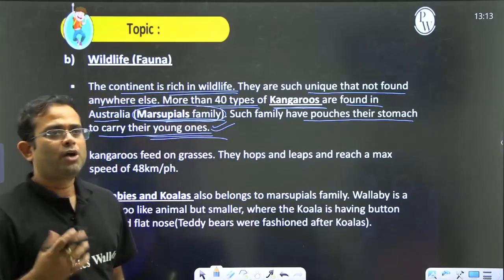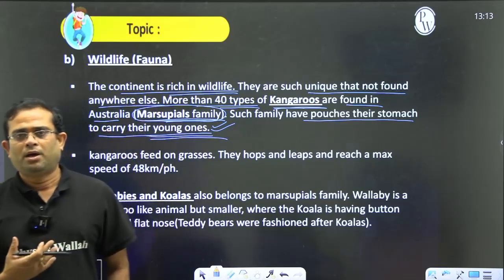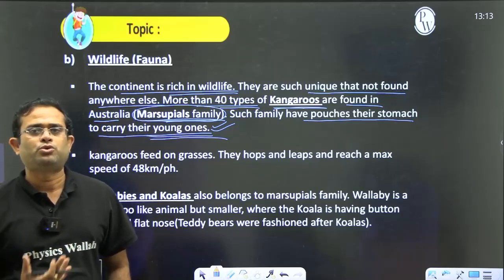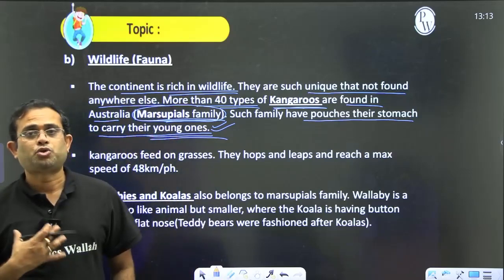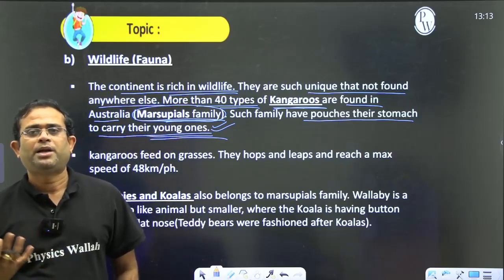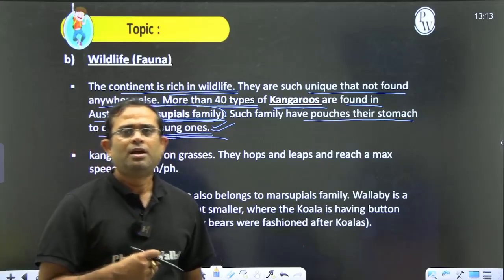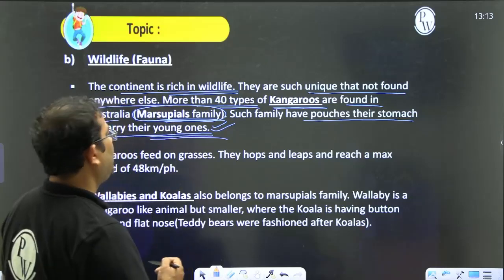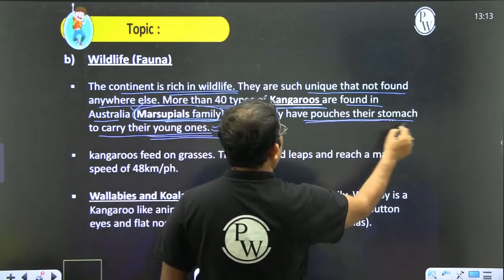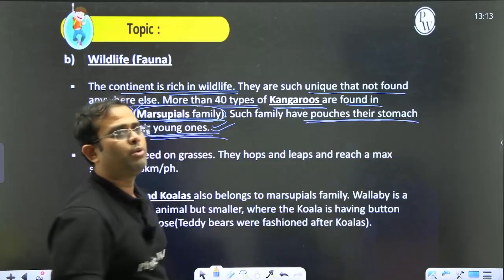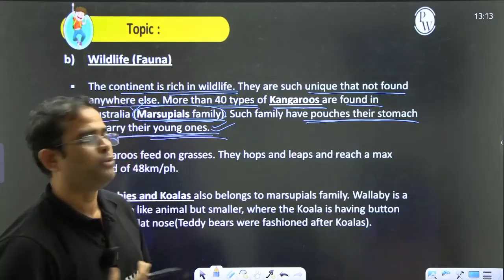Kangaroo is basically one variety where they carry their infants or kids in their own pouch, that is, on their stomach. Nature has created this pouch, and the infants or kids are located in that pouch. That is called the marsupial family. Such a family has pouches on the stomach to carry their young ones. Kangaroos carry their baby in their pouch.